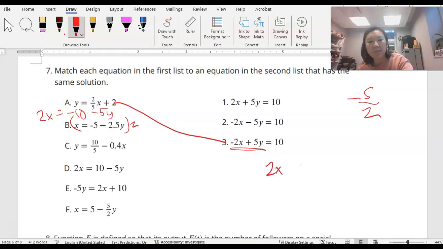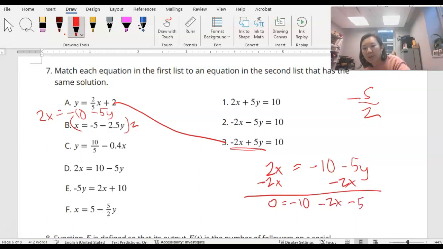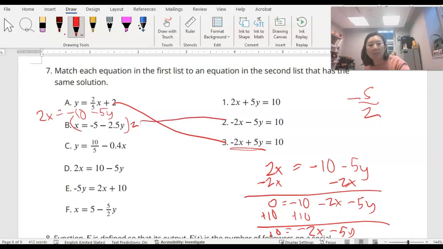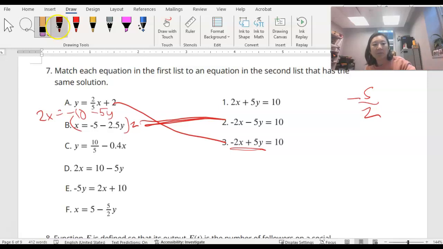So if we have 2x equals negative 10 minus 5y, I can also rearrange this by subtracting 2x on both sides. And then I would have 0 equals negative 10 minus 2x minus 5y. And then I can add 10 on both sides to get rid of this here. So now I have 10 equals negative 2x minus 5y. So this is actually equivalent to this one here. You could also see that by multiplying by a negative 2 instead of a positive 2. We'll get that same answer.